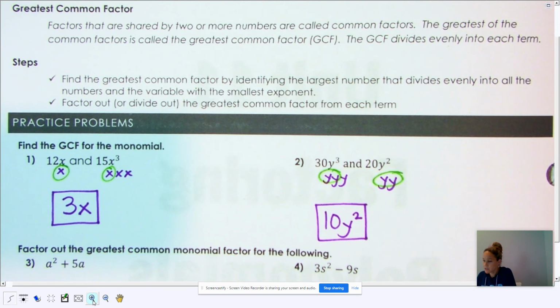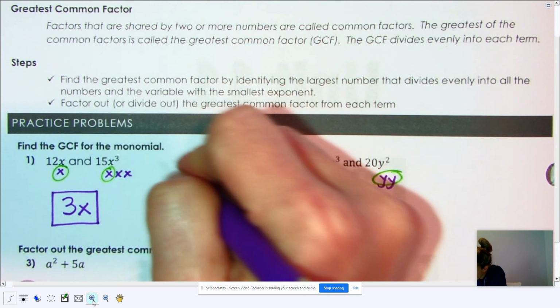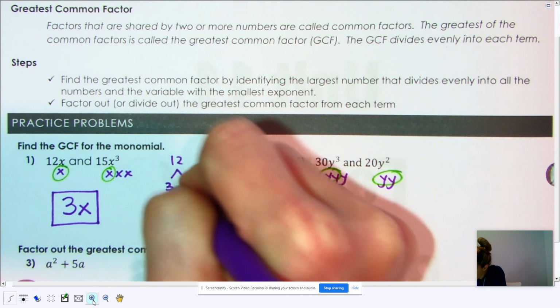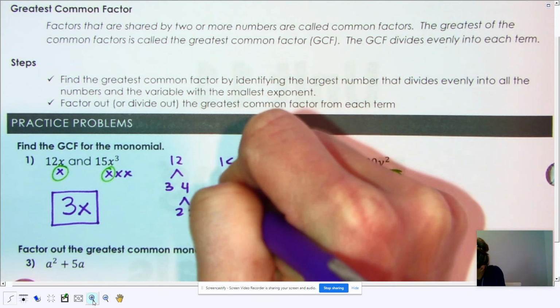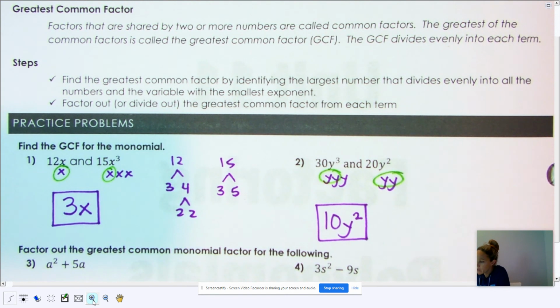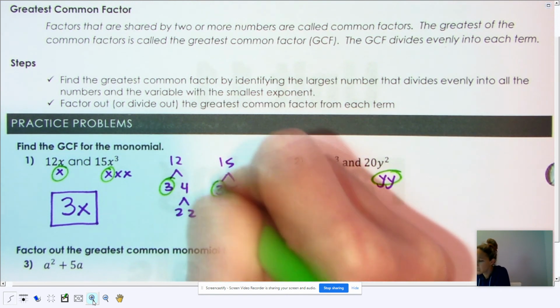Another way to do the numbers, if I had the 12, you could say, oh, well, that's 3 times 4, which is 2 times 2. And then 15 is 3 times 5. And you say, what do they have in common? There's a 3 in each of them.